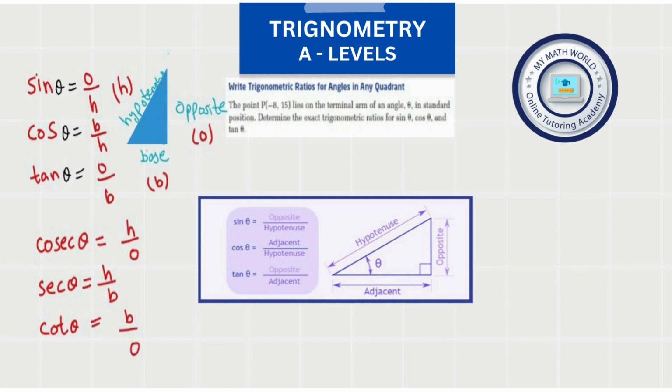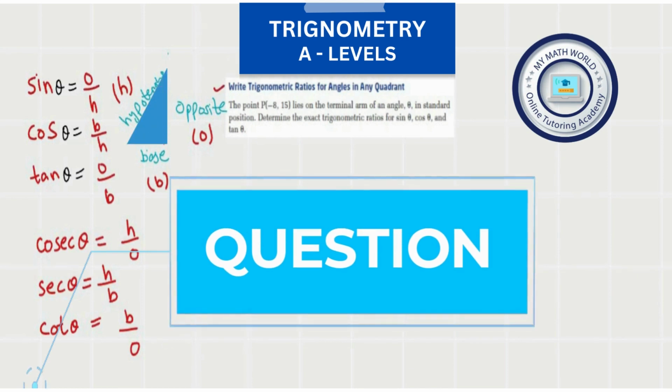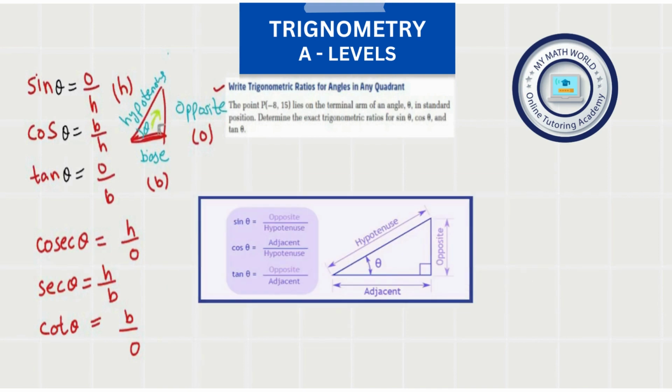So these are the six ratios that are relevant to trigonometry, and we will use these ratios to do the trigonometric questions. So let's do this question which is given over here. Write trigonometric ratios for angle in any quadrant. The point P is minus 8 and 15. Minus 8 is the x coordinate and 15 is the y coordinate. It lies on the terminal arm of an angle theta in standard position. Determine the exact trigonometric ratios for sine, cos and tan theta.